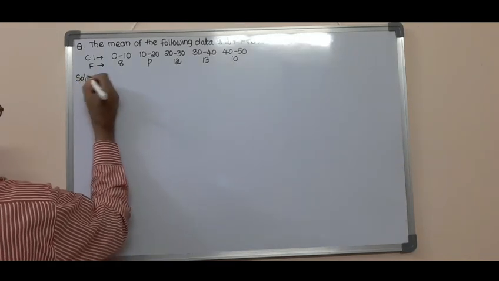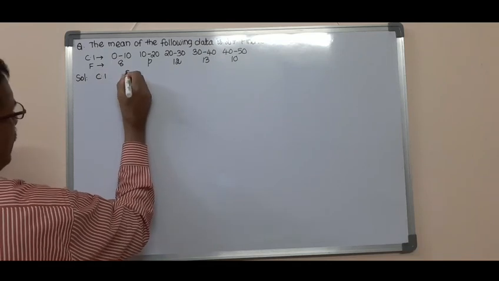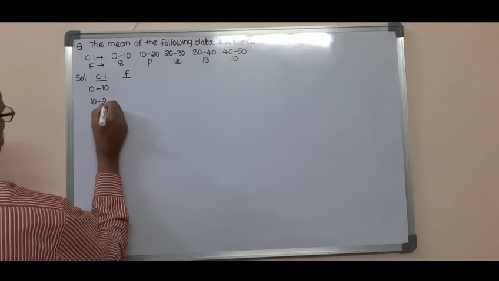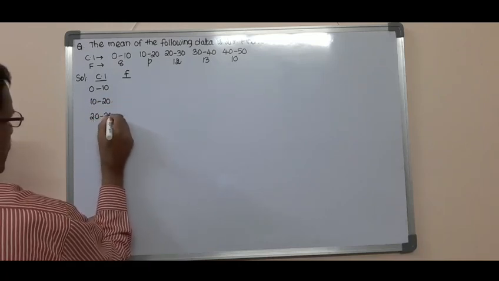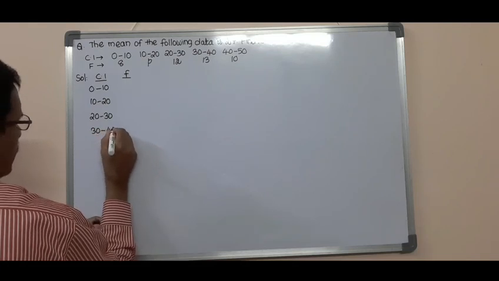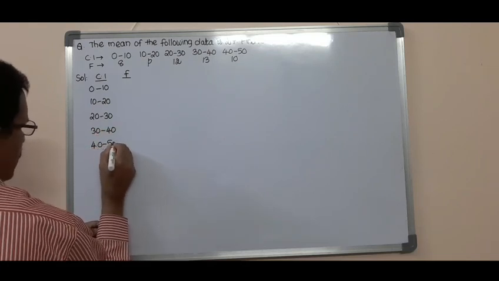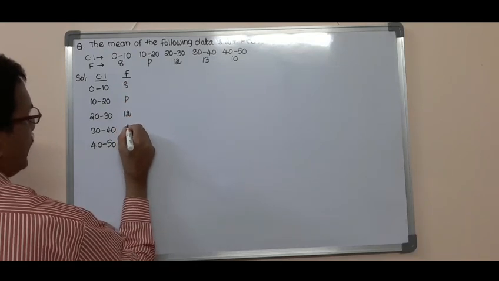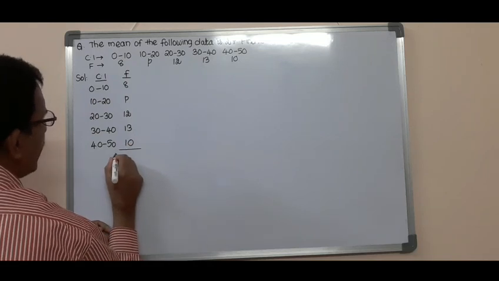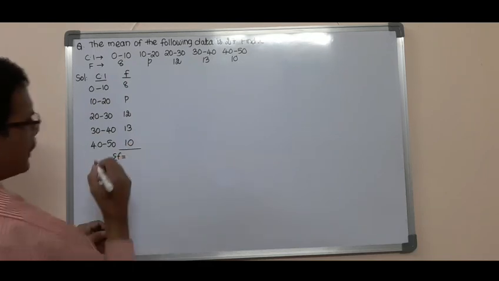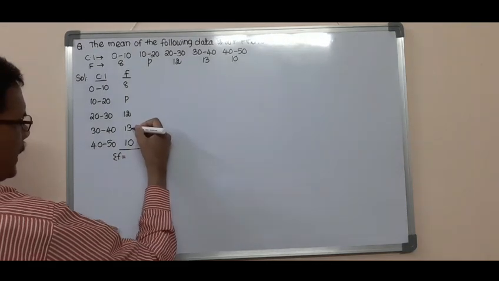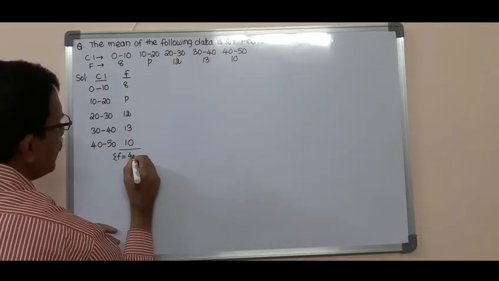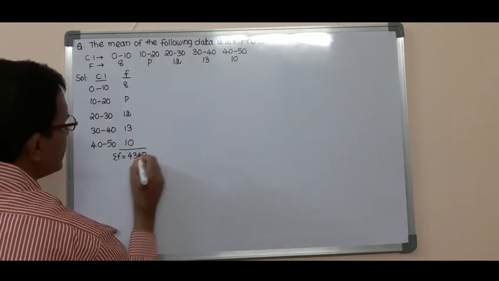Solution: in first column we will take class intervals, second column frequency. 0 to 10, 10 to 20, 20 to 30, 30 to 40, 40 to 50. In second column frequency 8, p, 12, 13 and 10. Now I will find the sum of the frequency, that is 10 plus 13 is 23, plus 12 is 35, plus 8 is 43 plus p. This is sigma f.